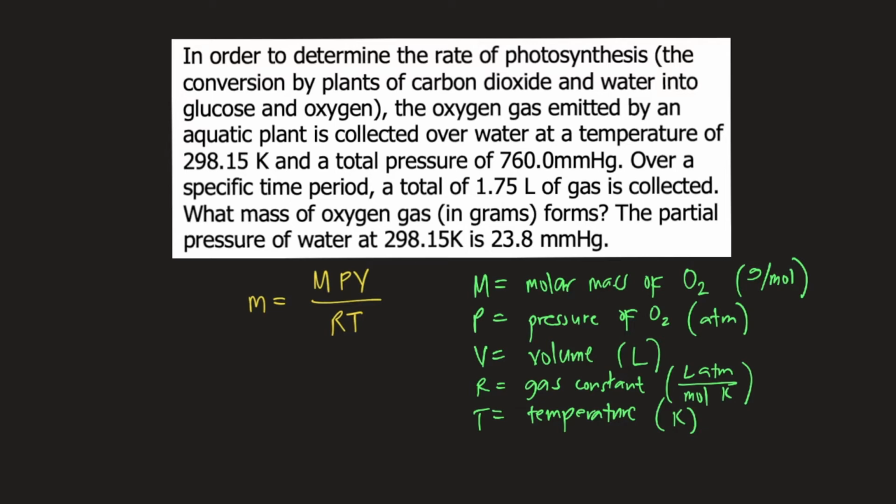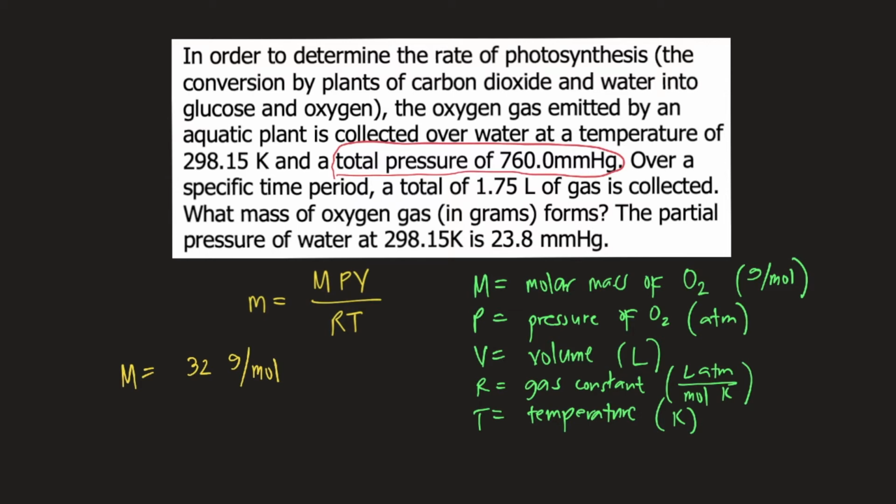So let's start with M. M is the molar mass of the gas. The molar mass of oxygen gas, O2, is 32 grams per mole. So that's M. Next is the pressure of O2. If we read the problem, we are given the total pressure, which is 760 mmHg. That is not yet the pressure of oxygen gas. That is the total pressure.